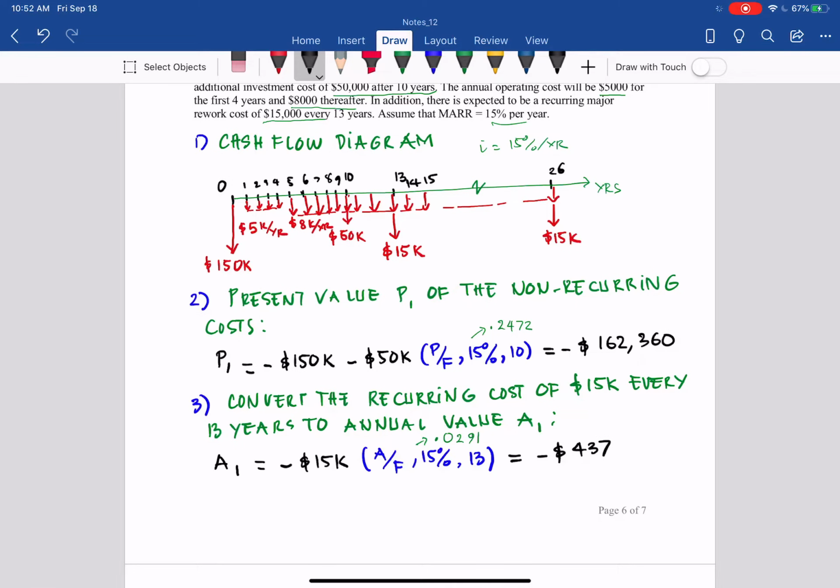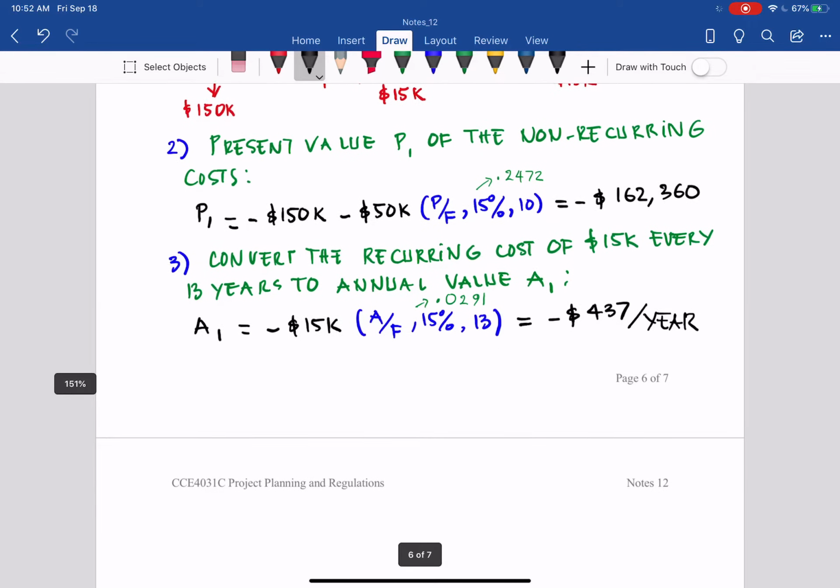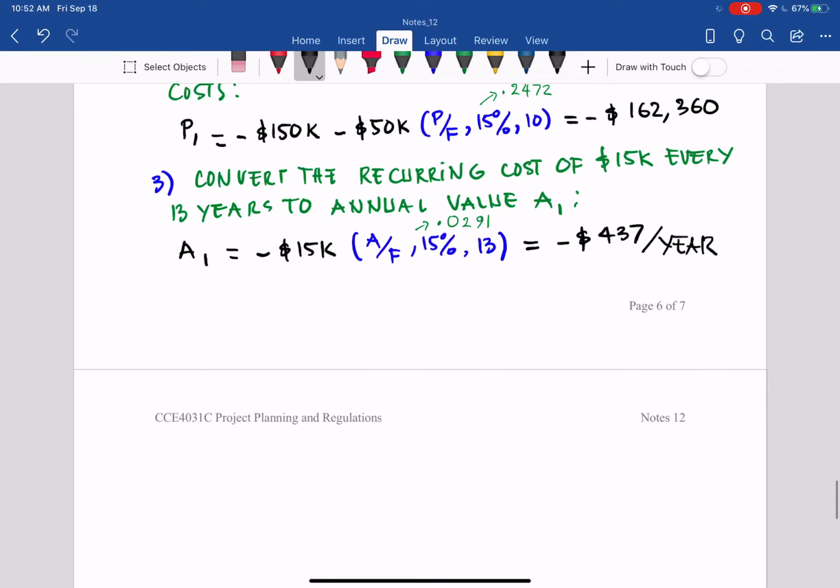With the MARR of 15% per year, you spend 15,000 every 13 years. Equivalently, you spend $437 per year. So that is the equivalent amount every year from the recurring cost of 15,000 every 13 years with the interest of 15%.